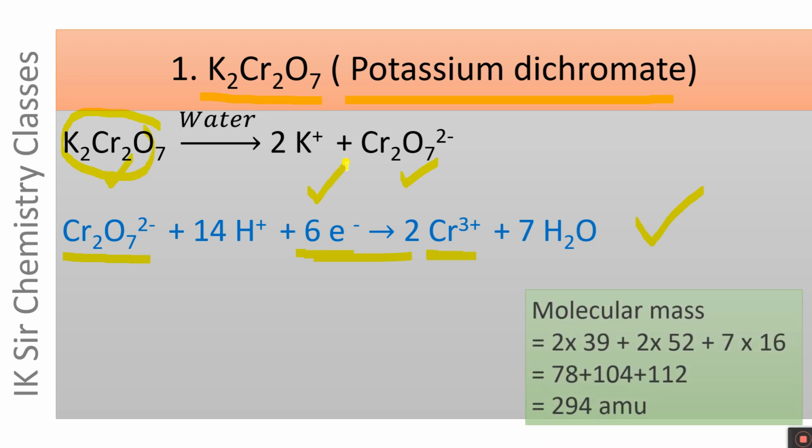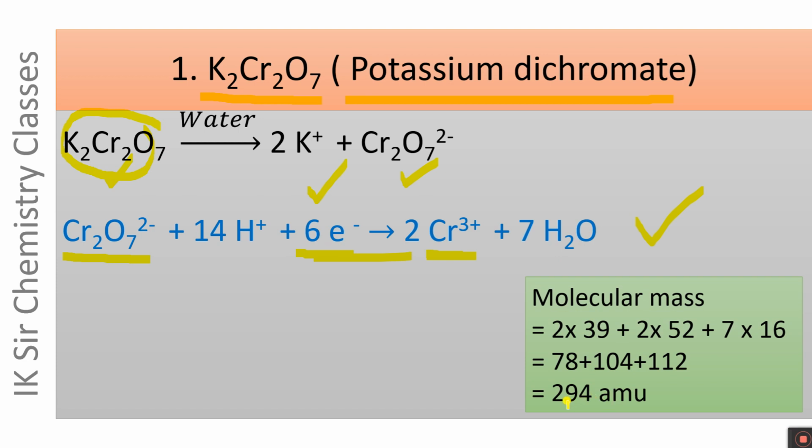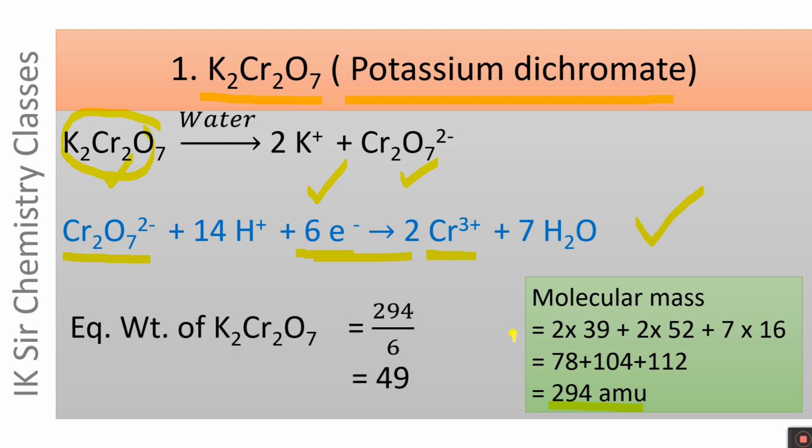The molecular mass of K2Cr2O7 is 294 amu, and accordingly its equivalent weight can be calculated as follows. Molecular mass divided by number of electrons gained by one molecule, and it comes to be 49. It means the equivalent weight of K2Cr2O7 is 49.